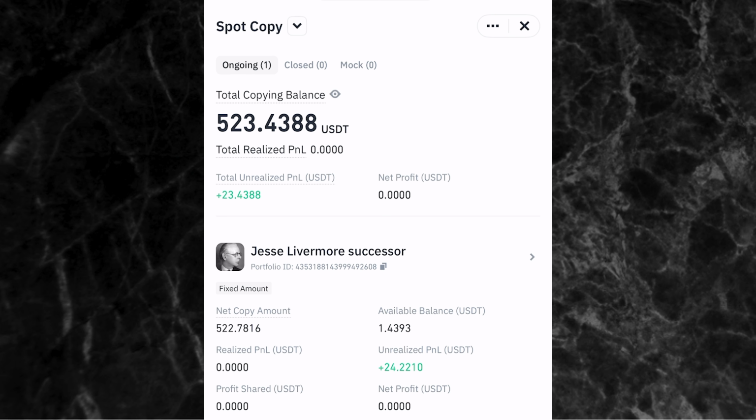Or maybe, I don't know, maybe if I leave it for more days, maybe I'll even make more money. I don't know. But after just 7 days, I've made $23 as profit. So you can see it right there.